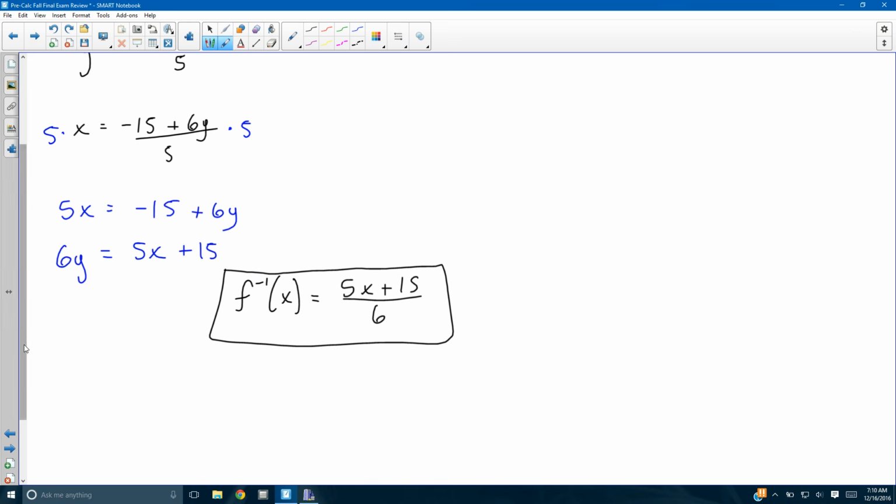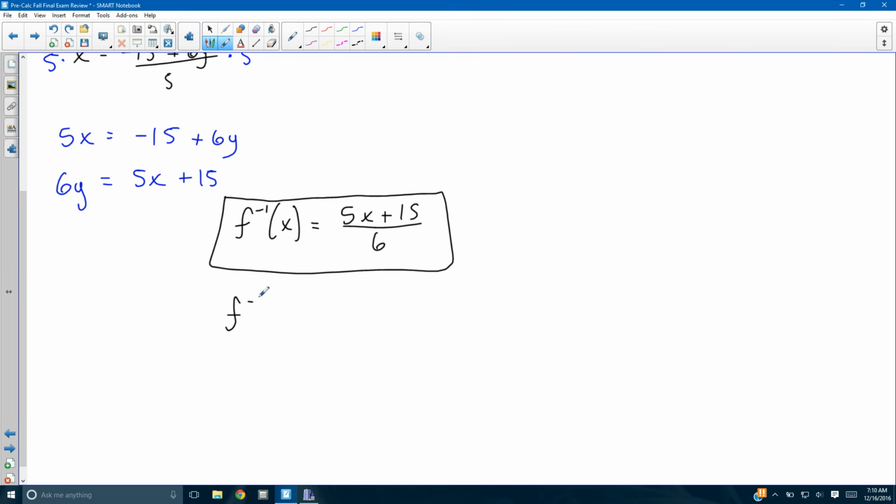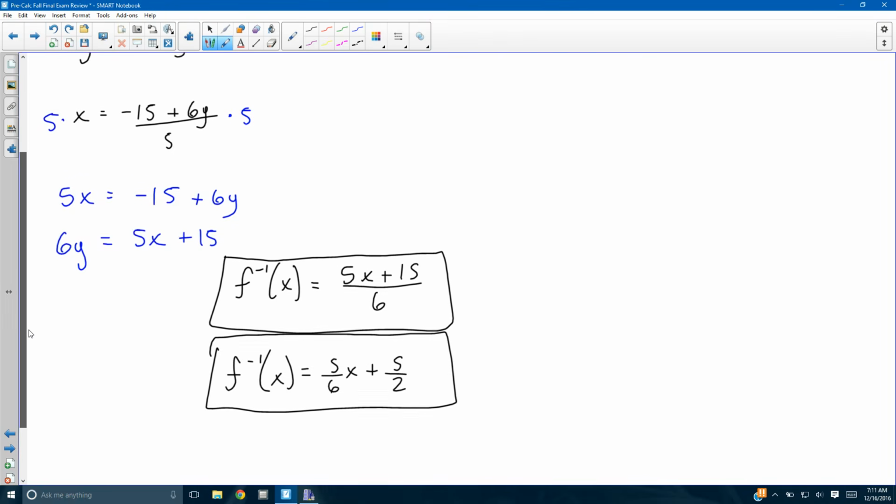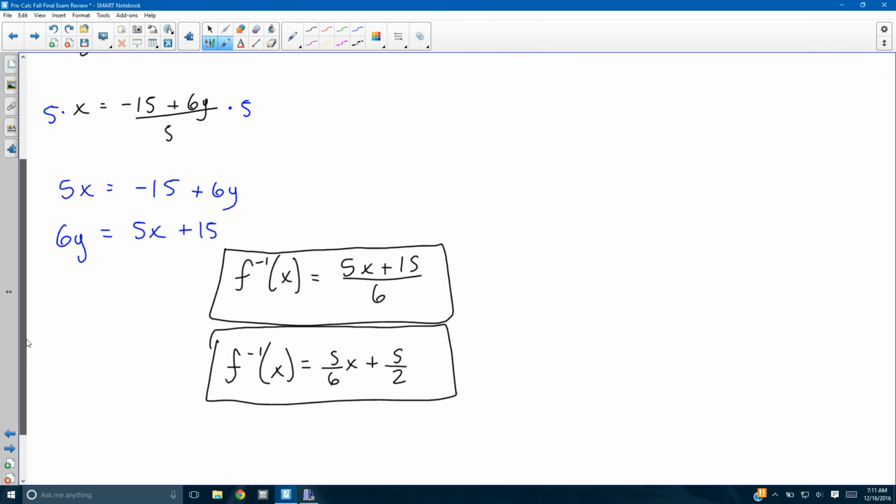If you're curious to write it in slope-intercept form, it would become 5/6 x plus 15 over 6. 15 over 6 can reduce to 5 over 2. So you could also write it like that as well. The first one is what's written in the answer key.